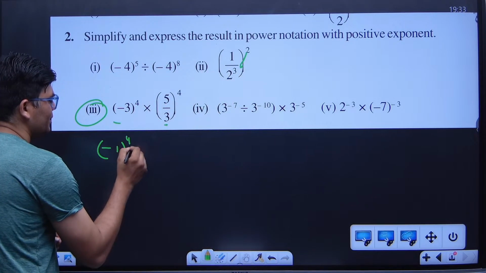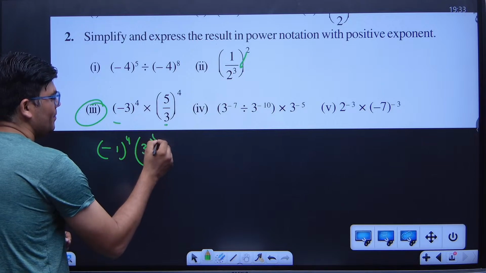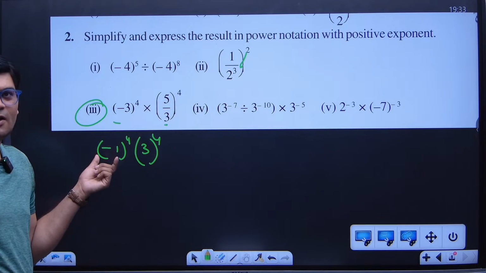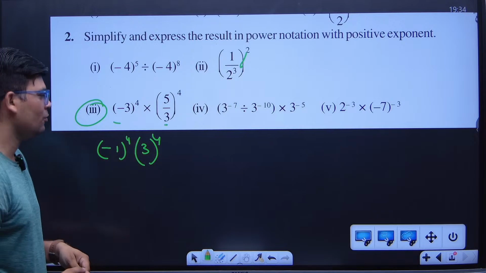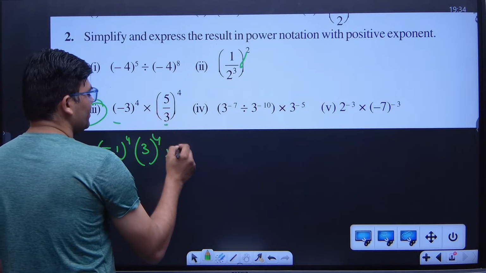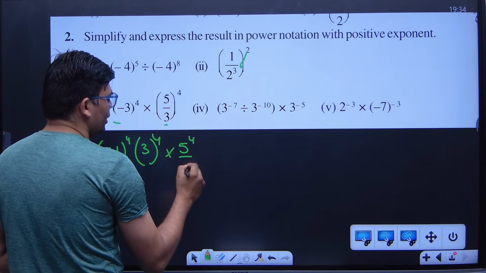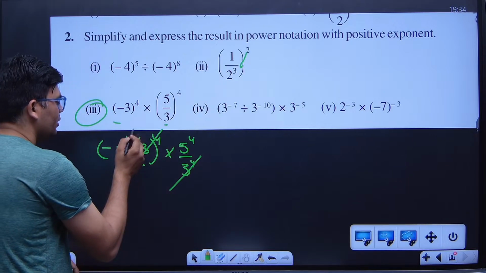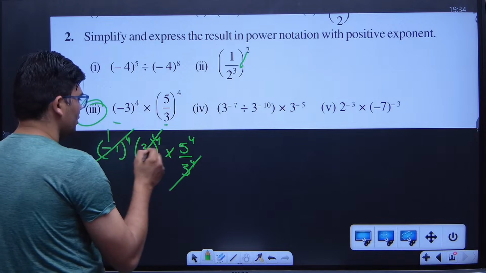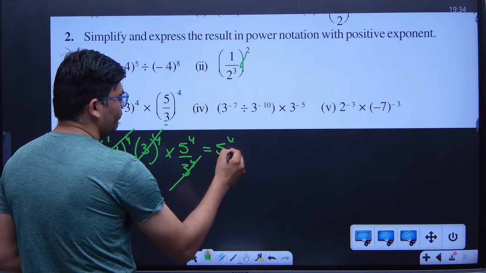I told you yesterday in the class. Take the minus out. As soon as you take the minus out, it will be minus 1 to the power 4 into 3 raised to the power 4 into 5 raised to the power 4 divided by 3 raised to the power 4. This will get cancelled out. This is going to be 1 only. So the answer will be 5 raised to the power 4.